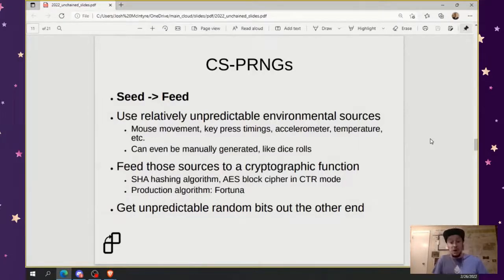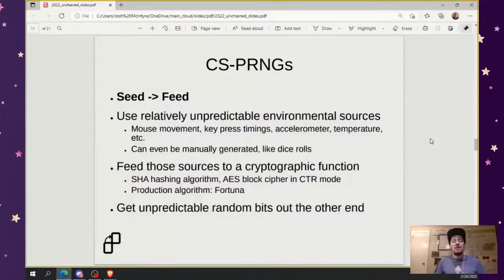Beyond that, for the extra paranoid, you could even feed a CSPRNG with something like dice rolls, right? Something that's physically very random, or shuffling decks of cards and feeding that into an algorithm. There are tools out there that allow you to do this for things like creating crypto wallets or creating diceware passwords. And then what we do is, even collecting all that sort of randomness isn't generally good enough to directly generate keys. So what we do is we feed those sources to a secure cryptographic function.